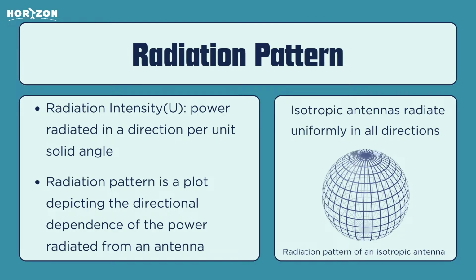On the right, you can see an isotropic antenna, or at least the radiation pattern of an isotropic antenna. An isotropic antenna is one which radiates uniformly in all directions. So it's an antenna that radiates the same power in all directions. And such antennas actually don't exist in real life. They are just a theoretical tool. And its radiation pattern is very clearly just a sphere.